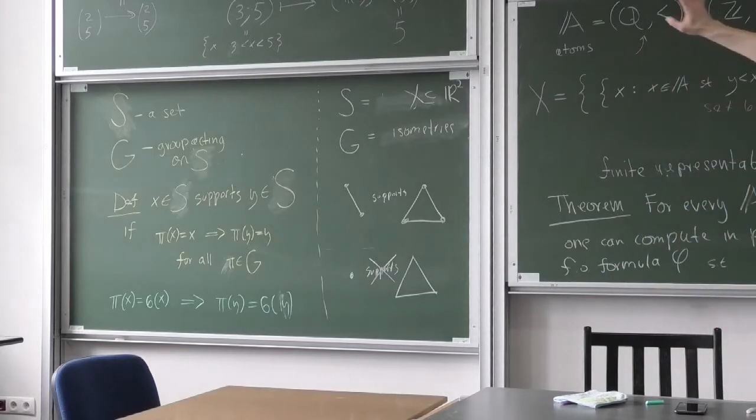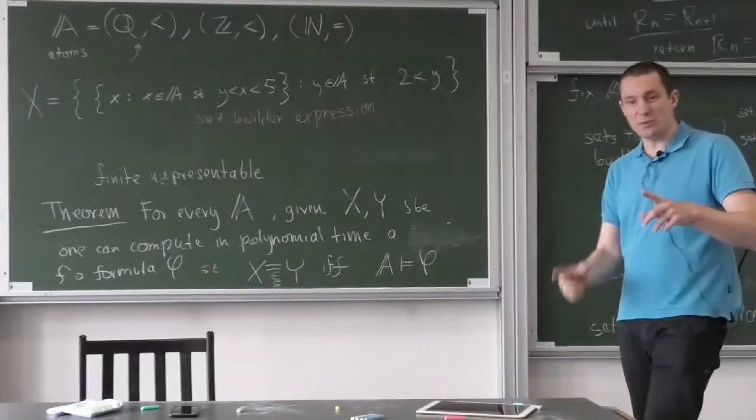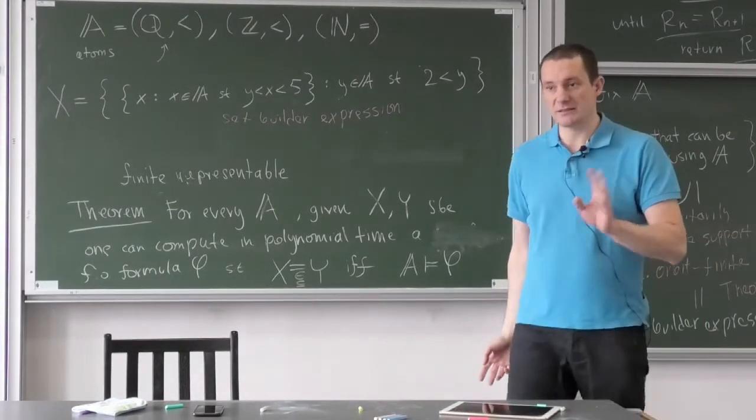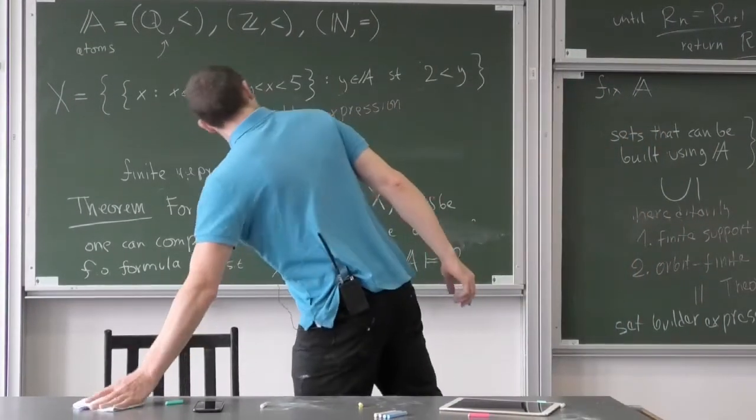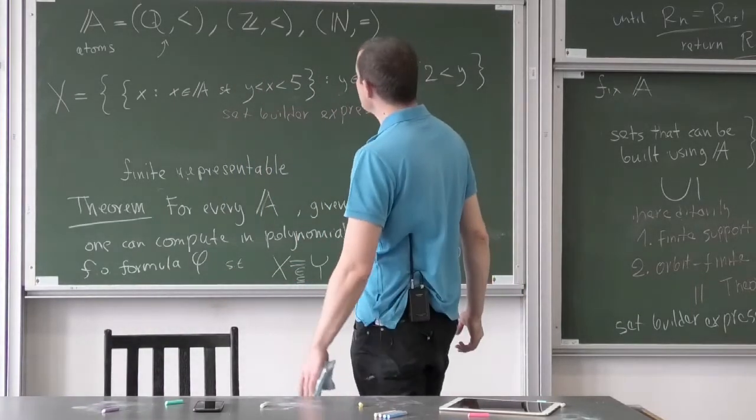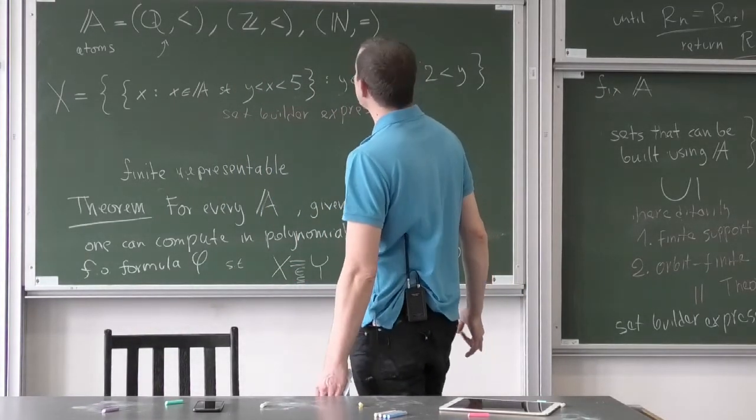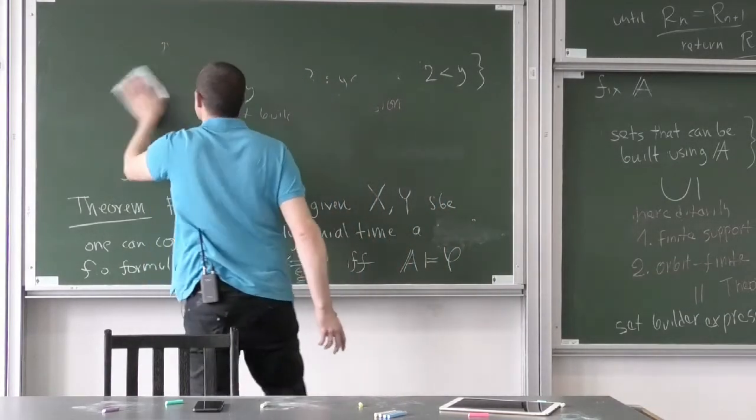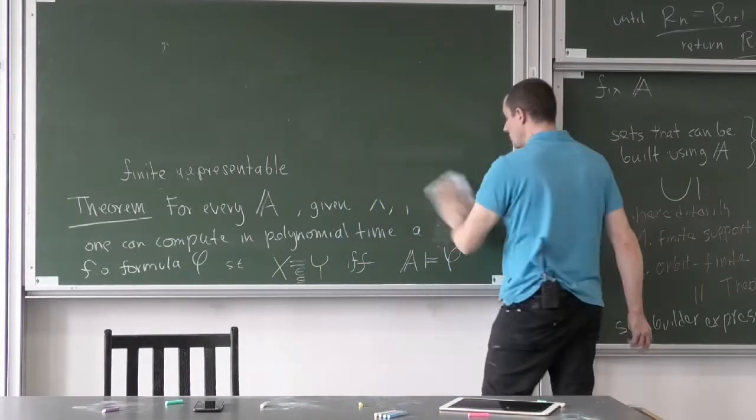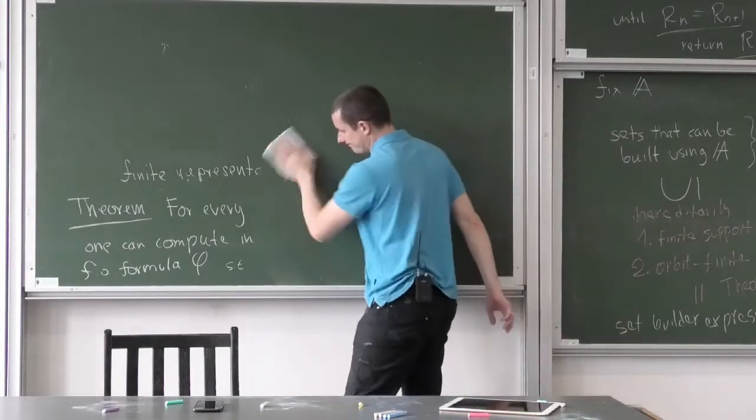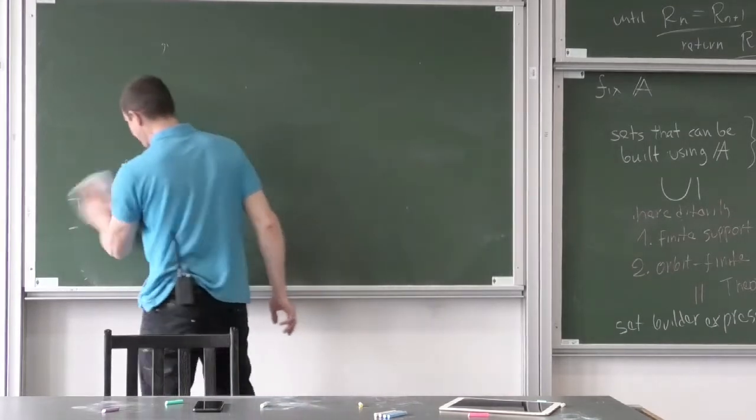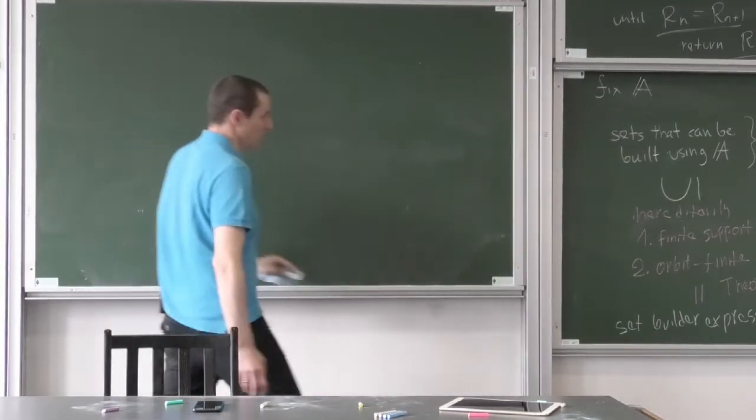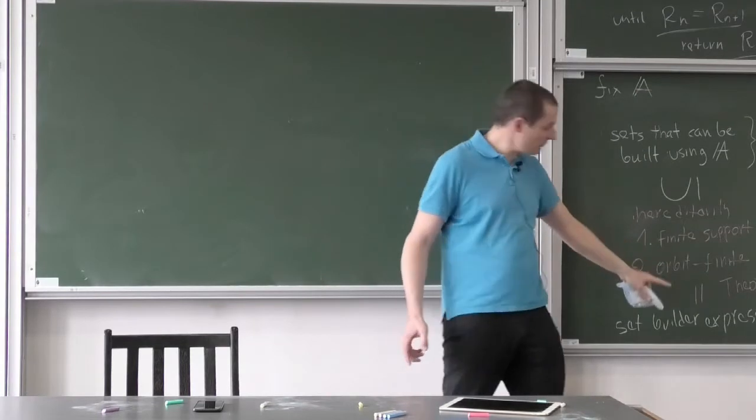So what we have just, well, proved by example, but it's true and it's not hard to show, is that if you define anything by a set builder expression, then it is going to be supported by the atoms that appear in it. That's kind of easy. The second issue is much more sophisticated, and it is about orbits. And this requires much more explanation. So, what does it mean to be orbit finite, and why is this the same thing?